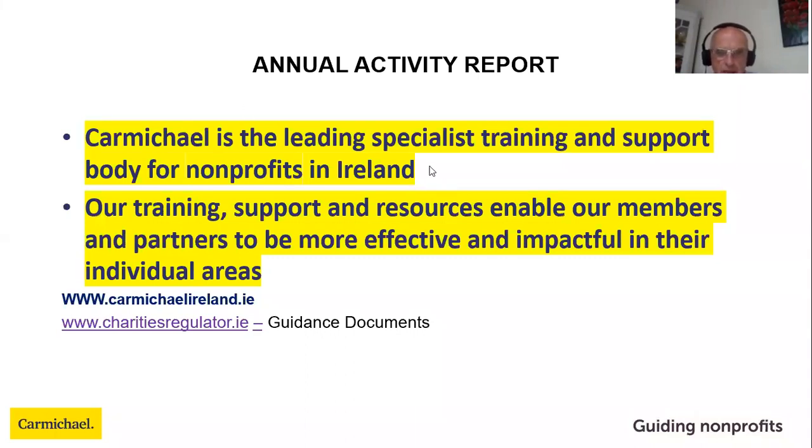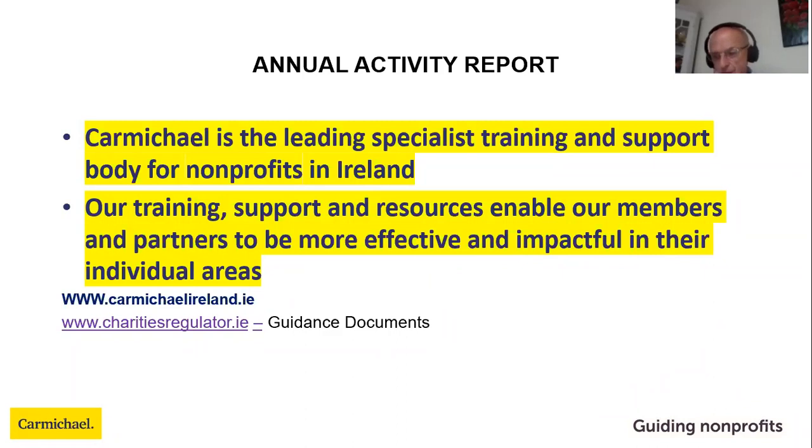Again, the Carmichael is the leading specialist training and support body for non-profits in Ireland, and I'm proud to be a member of that team. Our training and support and resources enable our members and partners to be more effective and impactful in their individual areas. And again, if at any time following this presentation you have any further questions to ask over the next day or so, please submit them.